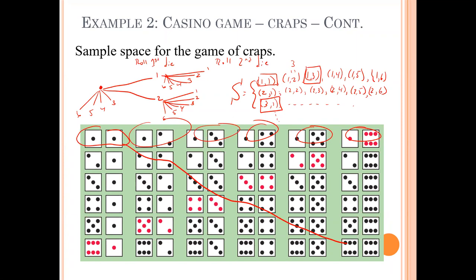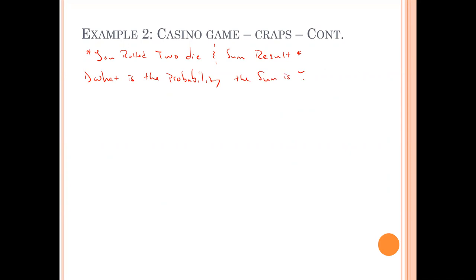Let me ask you some probability questions now from this, okay? So the game of craps. You roll two dice, and you sum the result. That's the game of craps right there. So the first question I have for you is, what is the probability the sum is 7?